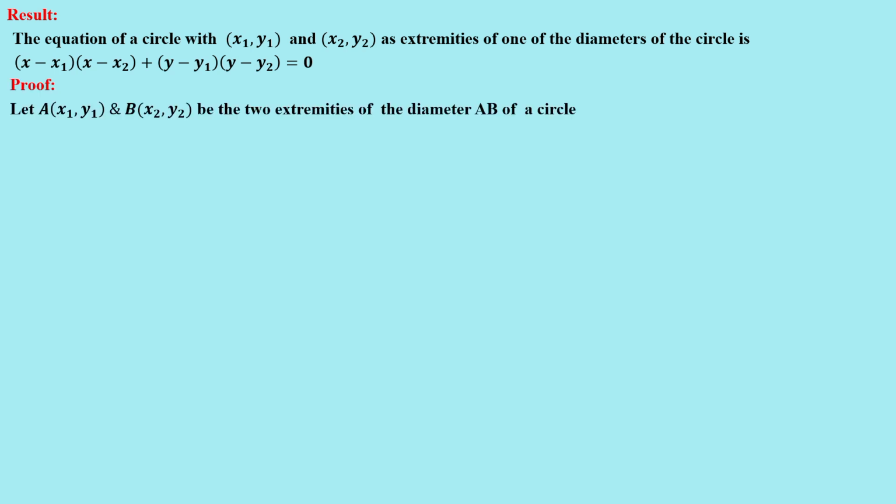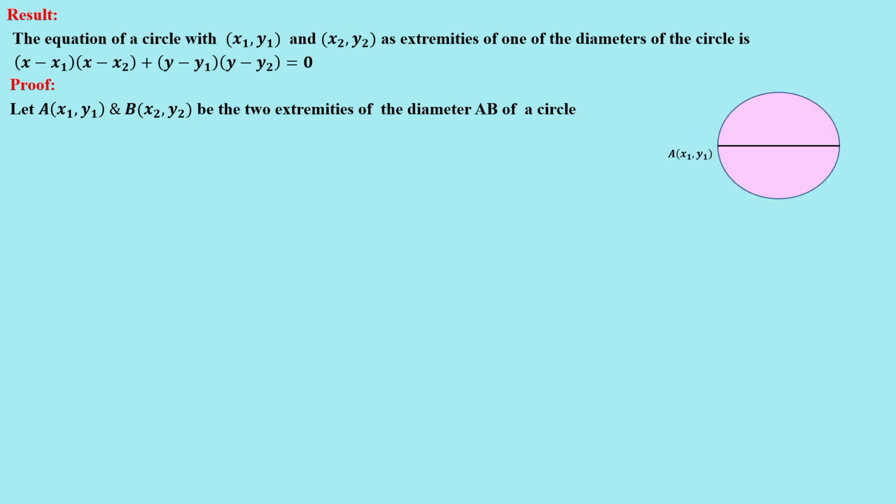Result: the equation of the circle with (x1, y1) and (x2, y2) as extremities of one of the diameters of the circle is (x − x1)(x − x2) + (y − y1)(y − y2) = 0.